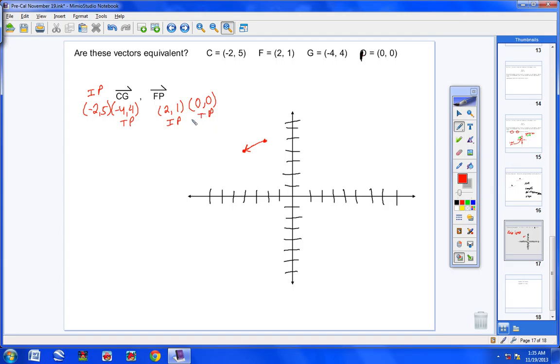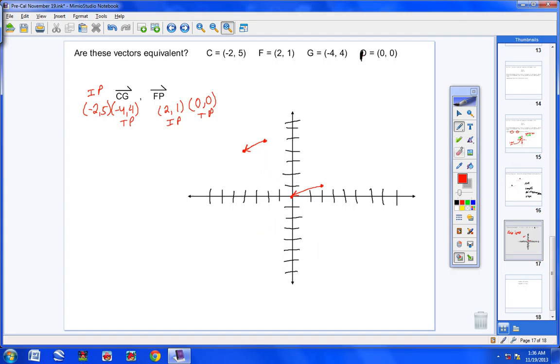All right, so (2, 1) over (2, up 1), and then (0, 0). Oh, this is too close to tell, isn't it? I mean, it looks like they might be running the same direction. It looks like they might be the same length. Do you see what I'm saying? It looks like they might be equivalent.